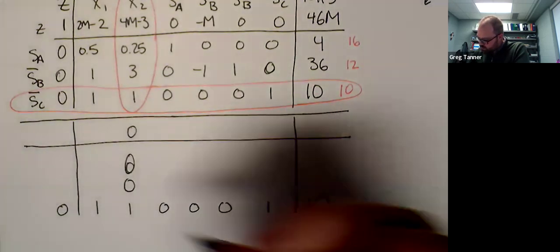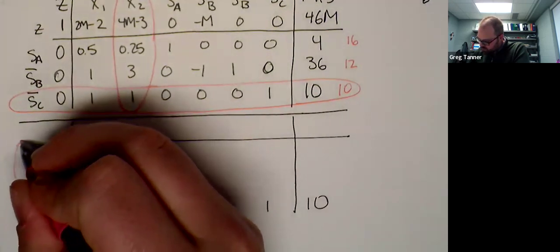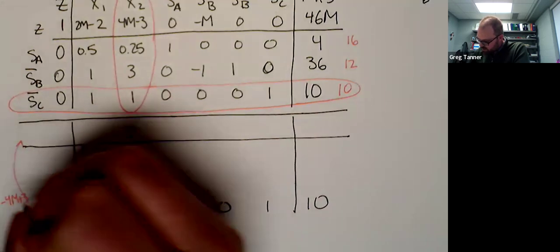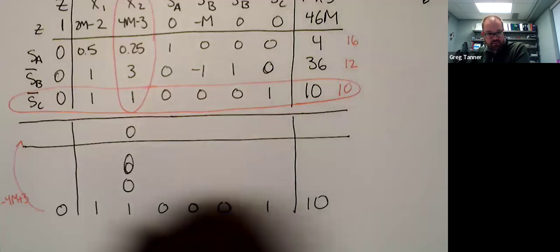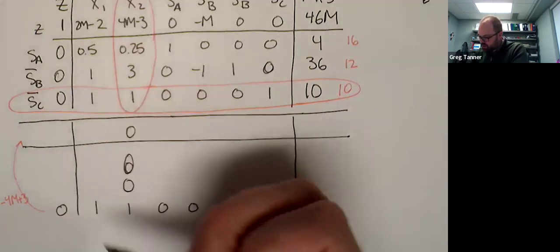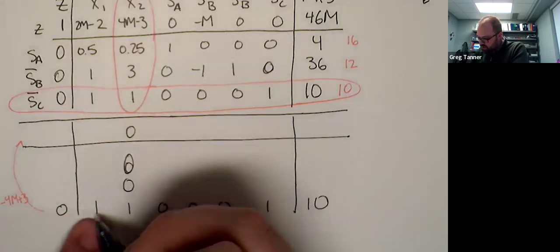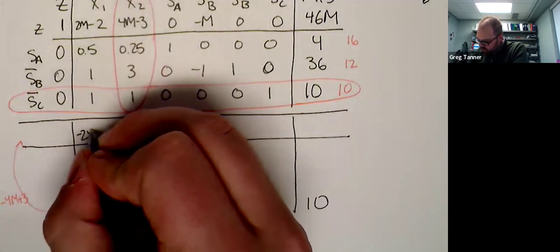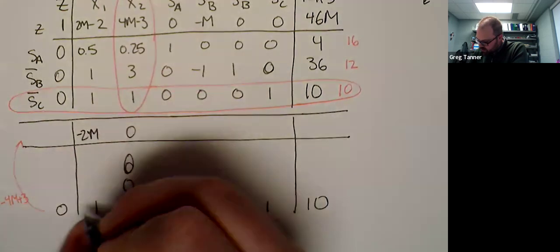I'm going to have to do -4M plus 3 times the bottom row and add it up to the top. Okay, so -4M times 1 plus 2M is going to give -2M.